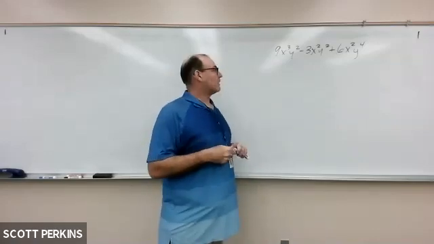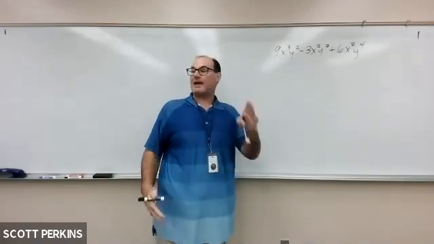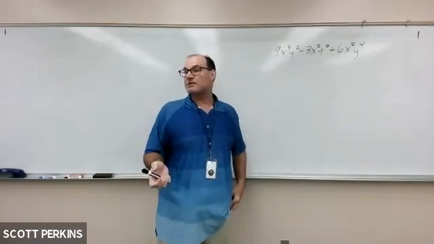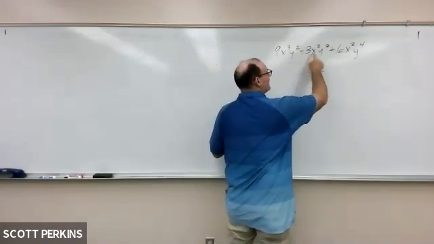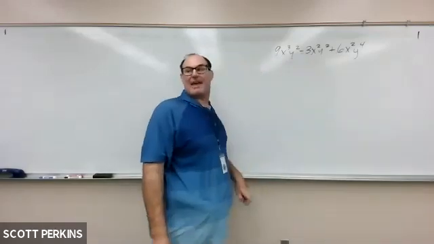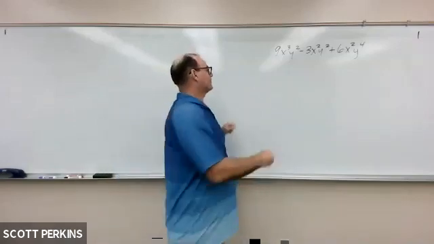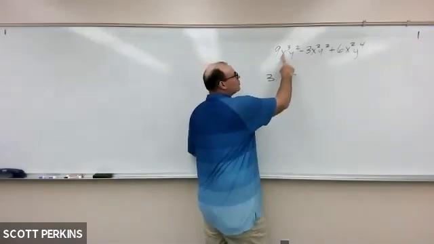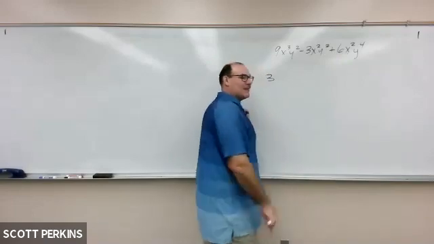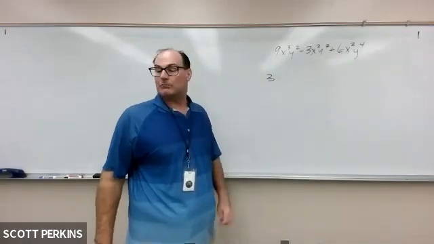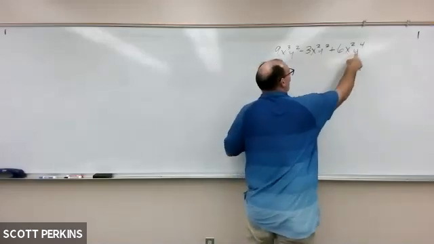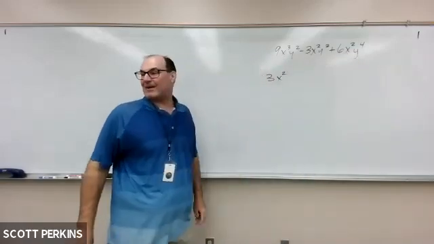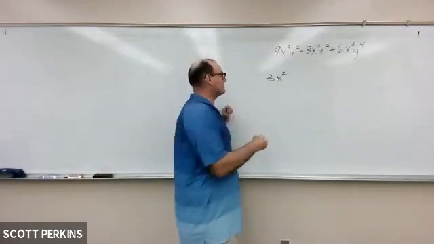All right, so I'm going to look at coefficients, I'm going to look at x's, I'm going to look at y's, and we're going to make our decision. So among 9, 3, and 6, what factor do they have in common? X cubed, x squared, x squared. How many x's can I factor out? Y squared, y squared, y to the 4th. How many y's can I factor out? Again, 2.